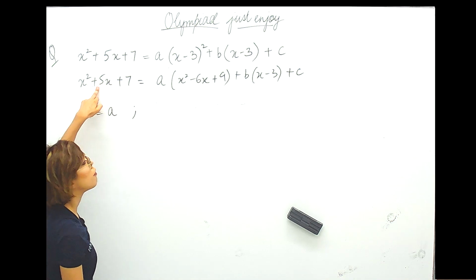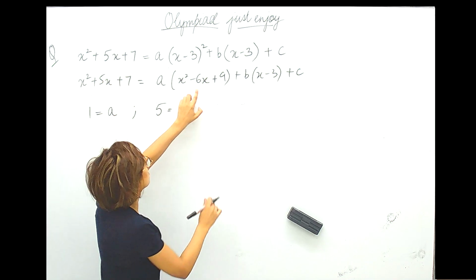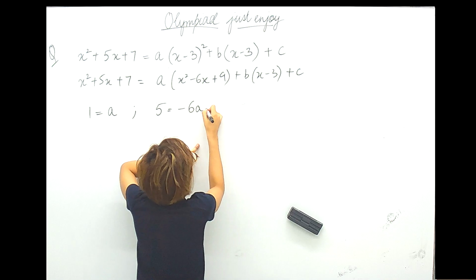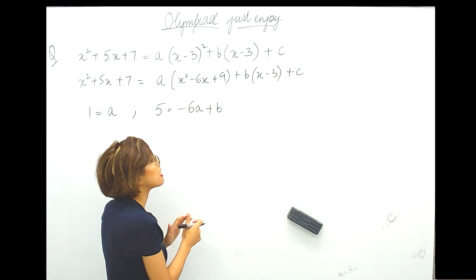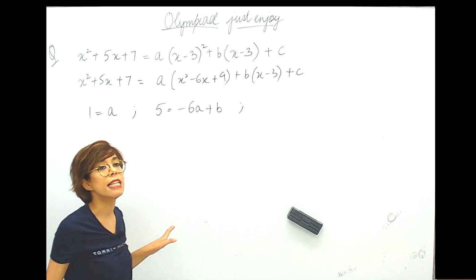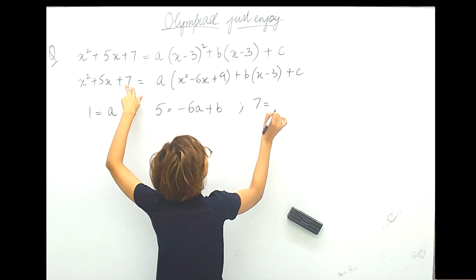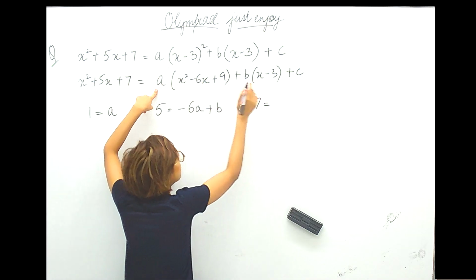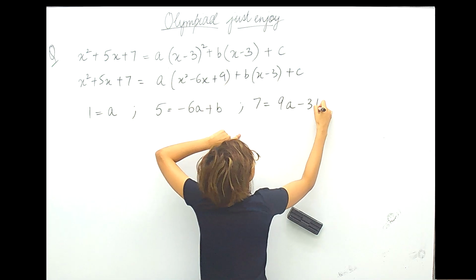Now let's talk about the coefficient of x, which is 5. Now look for the coefficient of x here. यहाँ से मिलेगा -6a, then यहाँ से that is b, और मिलेगा 9, right. Now last but not the least, that is the constant term, so that is 7. Now look for constant term on the right hand side. Yes, 9a minus 3b plus c.